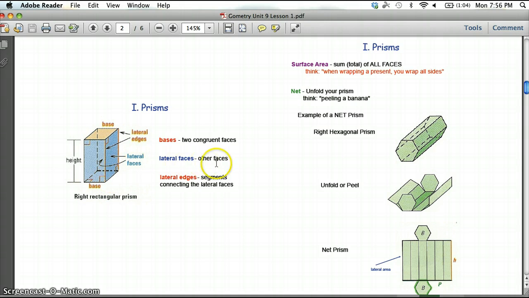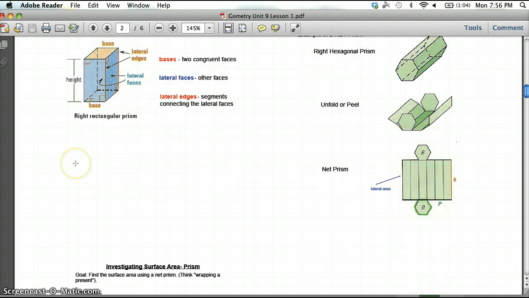Okay? Now, the other thing a prism has is lateral faces, and those are just all the other faces. So these here are your lateral faces. They're the other faces that are on your prism. And then we have the lateral edges, which is what connects all of your lateral faces. And last we have our height, which is the height of our entire figure, not the height of our base, but the height of our entire figure.